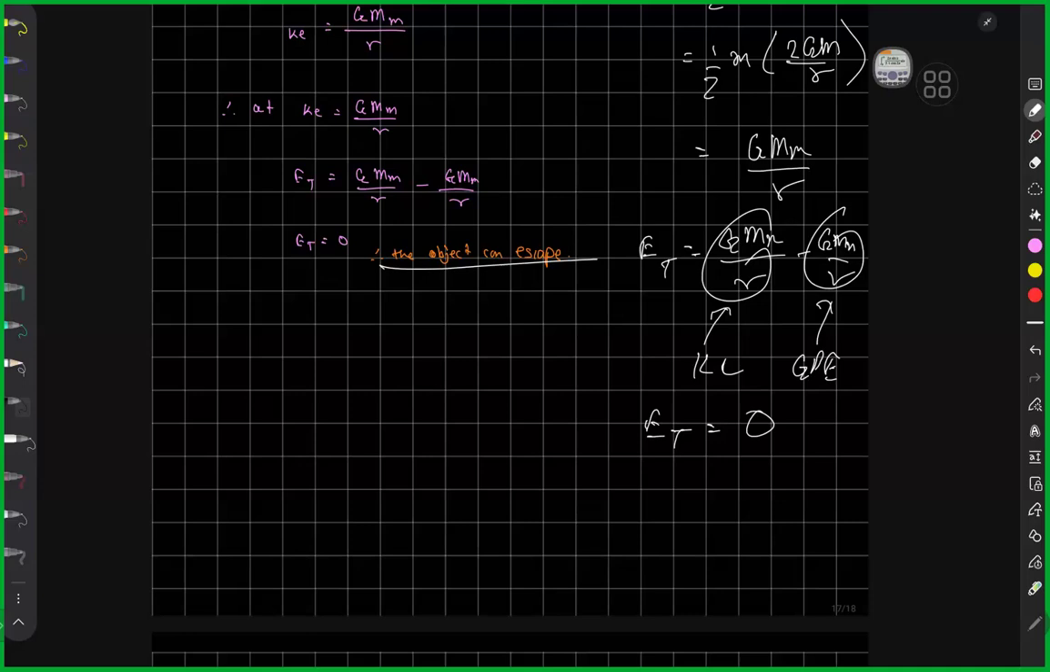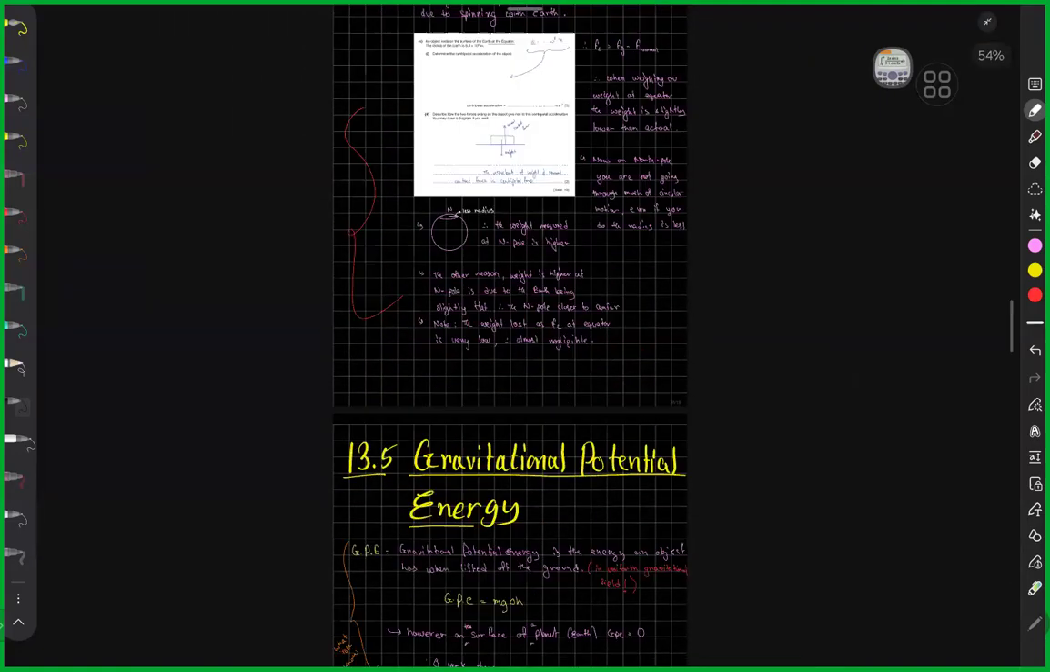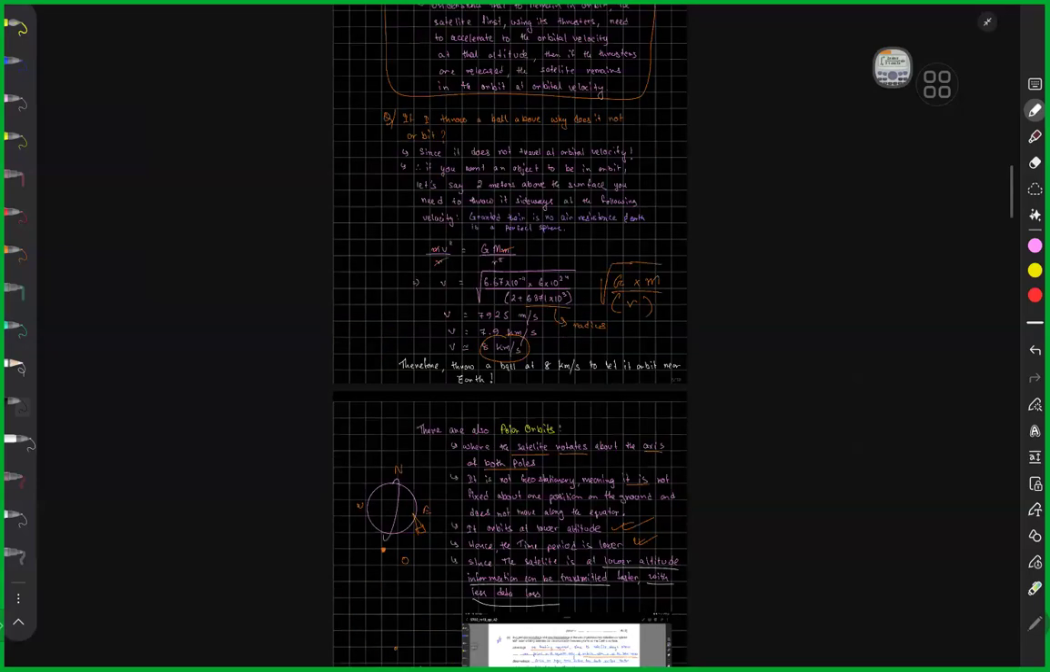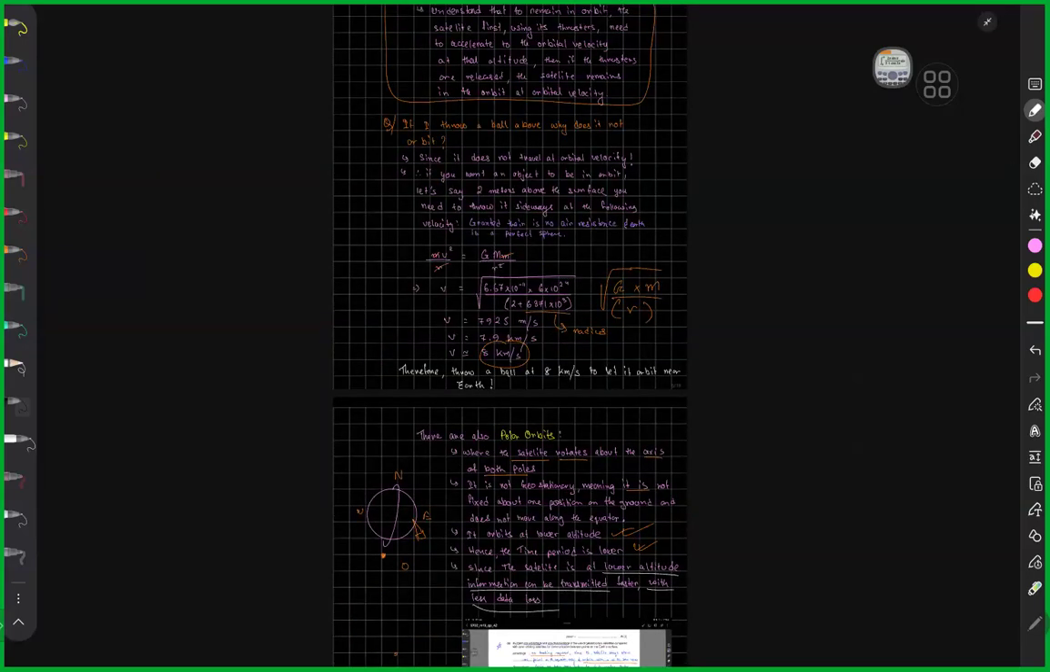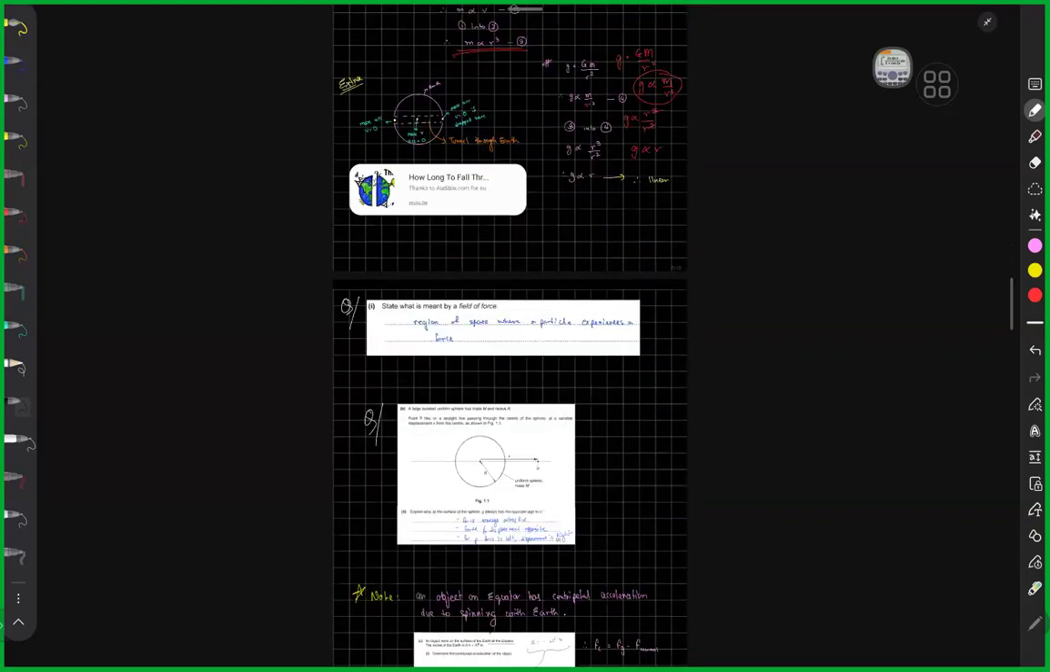Okay? And this is very important. One of the most important chapters you guys have. A few things to note: understand the graph, the force graph, the gravitational potential energy graph. Next thing, understand how to work with the formulas, all the four formulas. Understand how to work with change in gravitational potential energy.